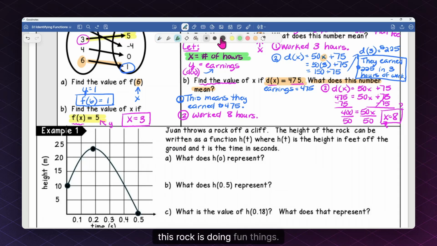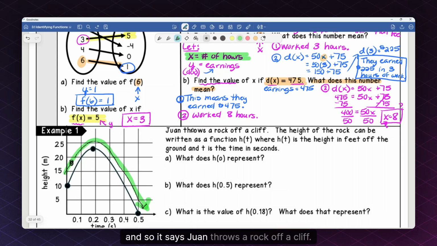And this rock is doing fun things. Okay, so let me go ahead and draw this. We've got a rock here. It's being thrown off a cliff. So this is my interpretation of a rock. It's going flying up here, and then it's going to eventually land back down on the ground. Okay, so that's our path that we are on. We're on this path here. The rock's going, okay, that's what our graph is showing us.